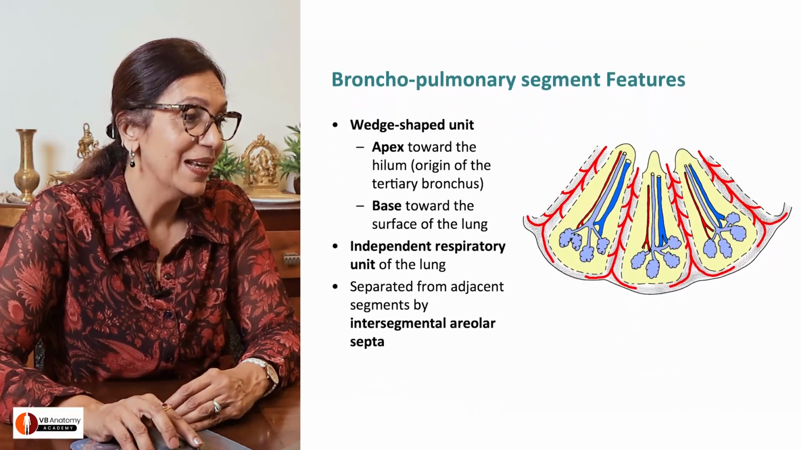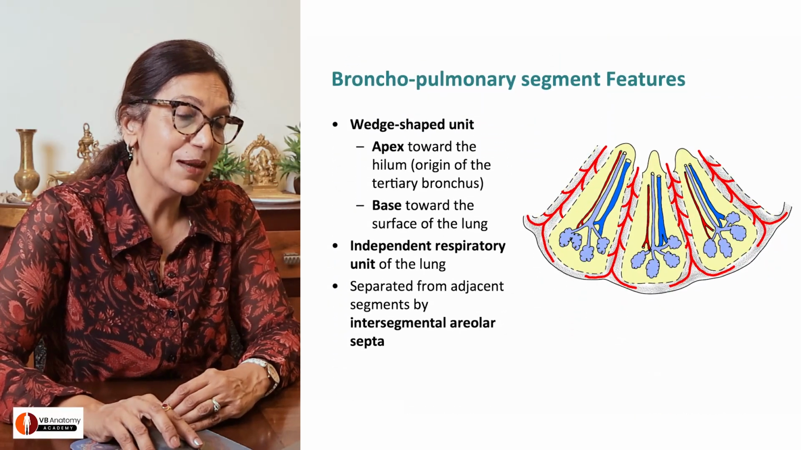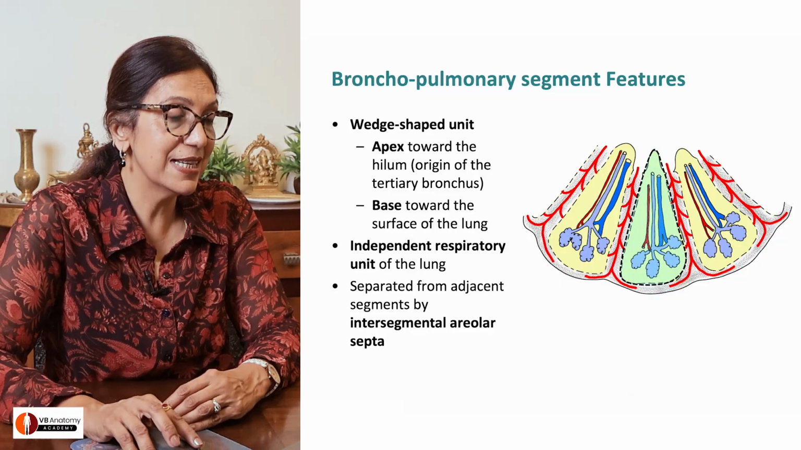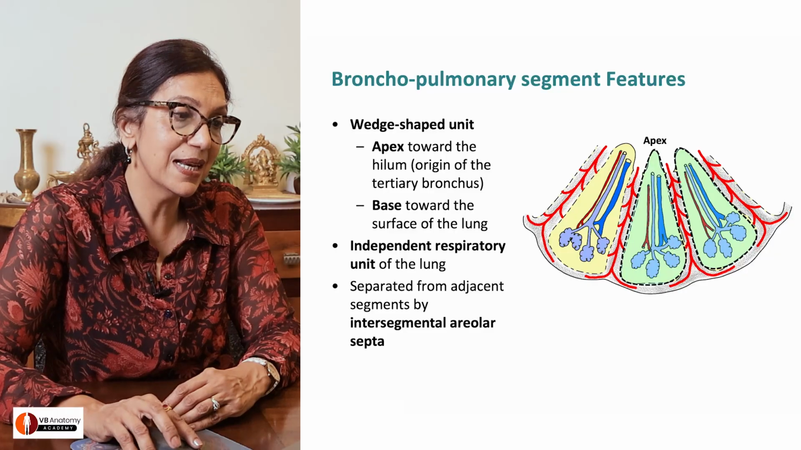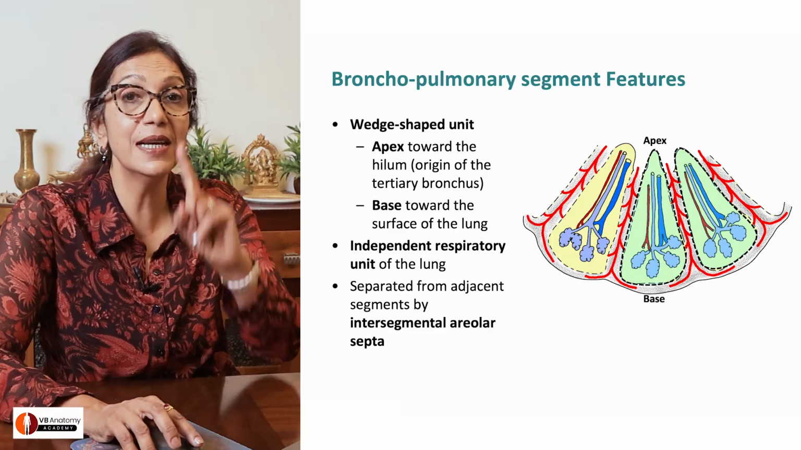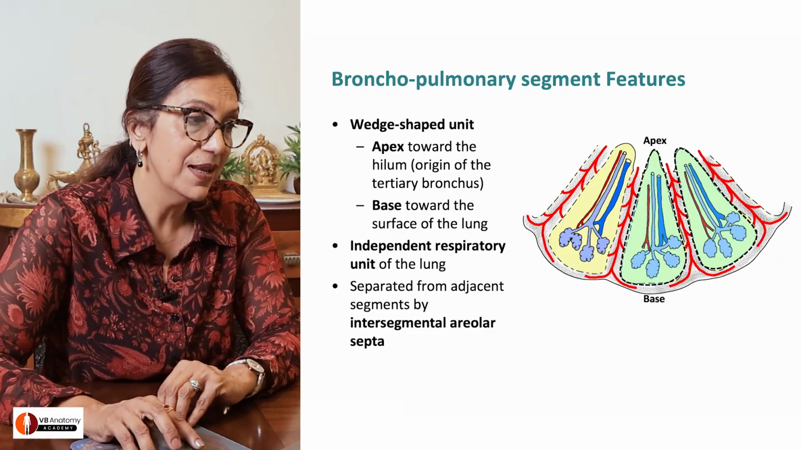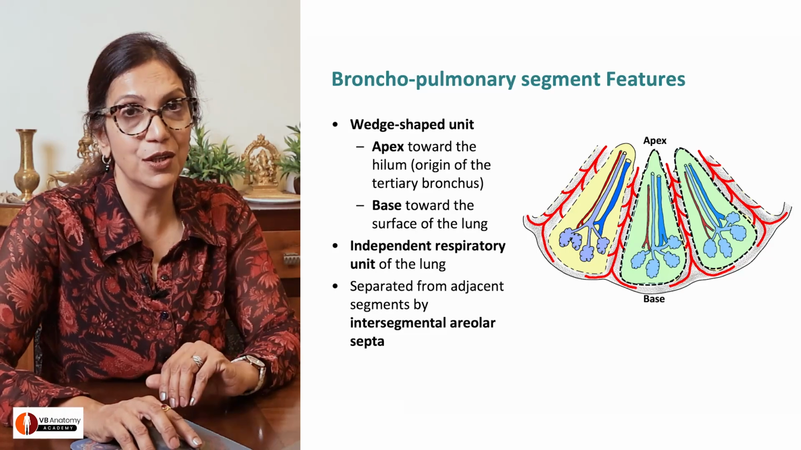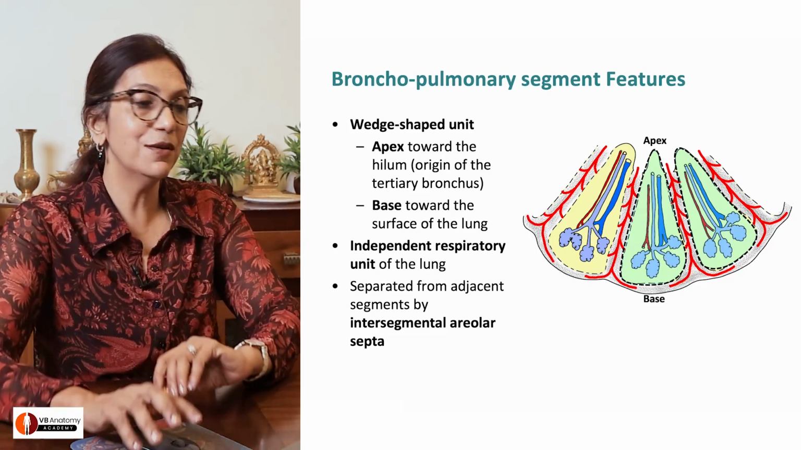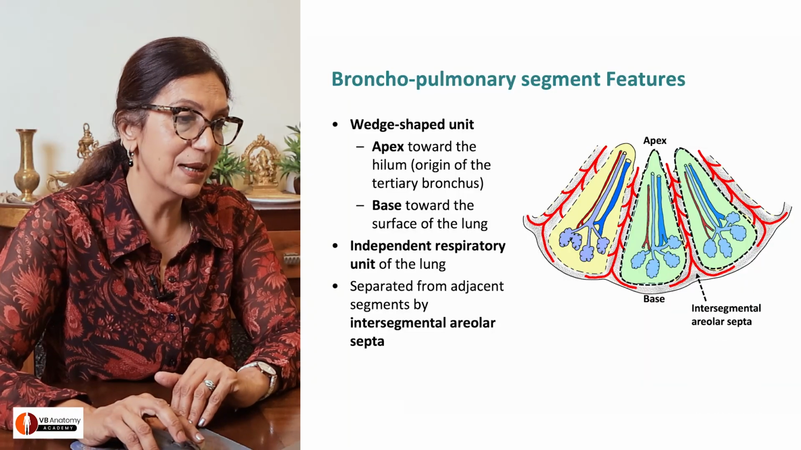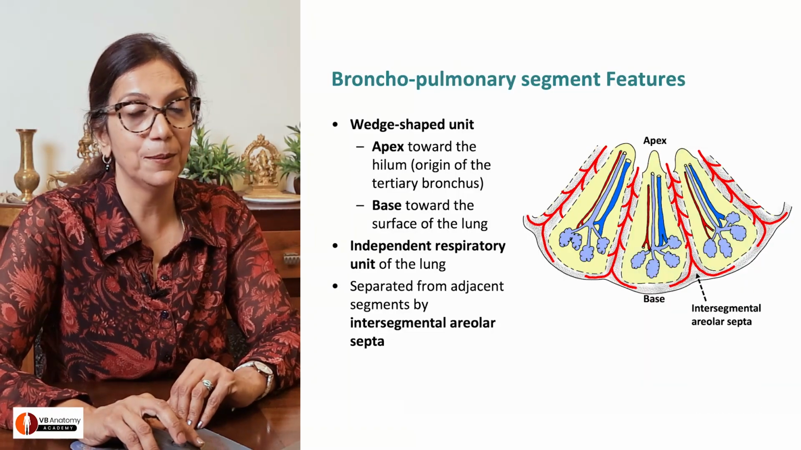Come. So bronchopulmonary segment is a wedge-shaped unit. See here, 1, 2. Each is having an apex and a base. Okay, it's an independent respiratory unit having its own tertiary bronchus supplying it, and each unit is separated from the other by intersegmental areolar septa.